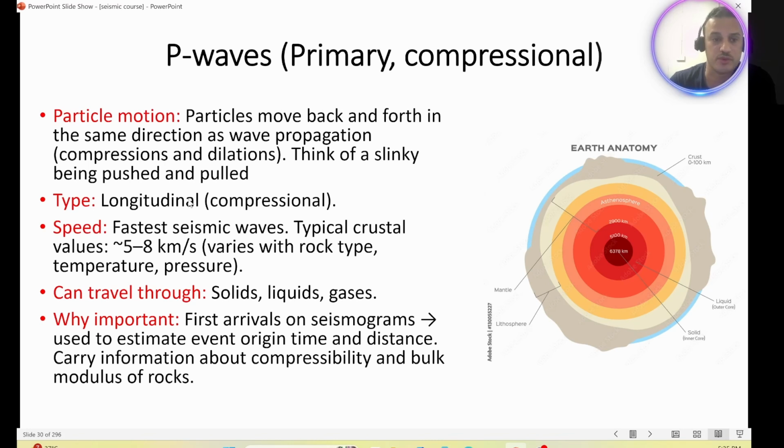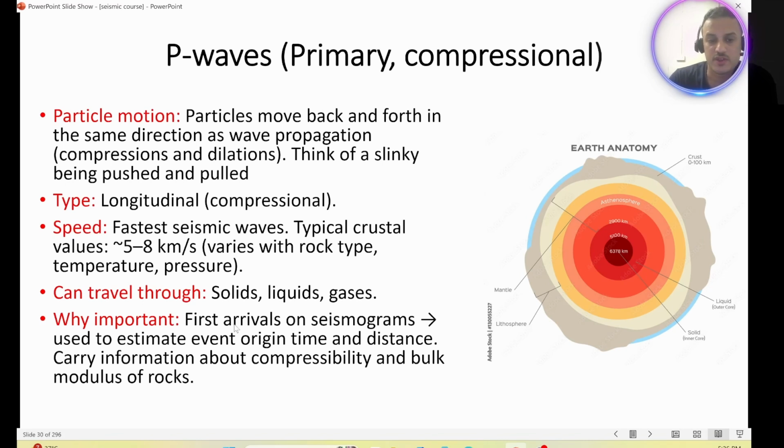So the P wave is the fastest seismic wave, with speeds from 5 to 8 km per second, and these speeds vary with rock type, temperature, and pressure. The P wave can travel through solids, liquids, and also gases, in the case of the atmosphere.